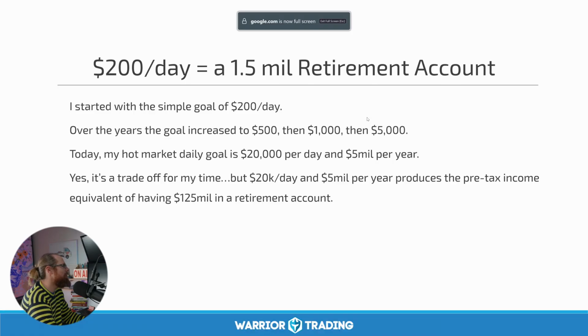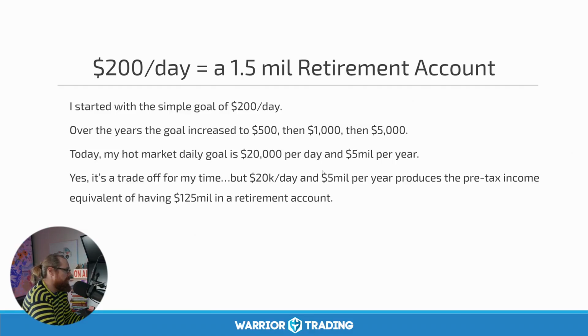Let's see. So I started again with that simple goal of $200 a day. And over the years, the goal increased. So $500 a day, then $1,000, then $5,000. Today, my hot market daily goal is $20,000 a day, $5 million a year. And yes, it's a trade-off for my time. I have to show up every day. And I don't always have $5 million years. Those are hot years. I also have colder years.